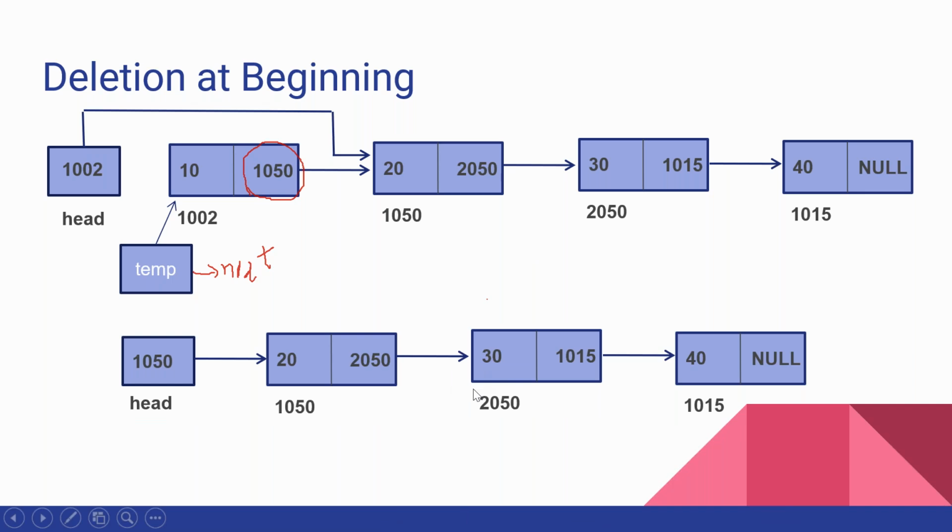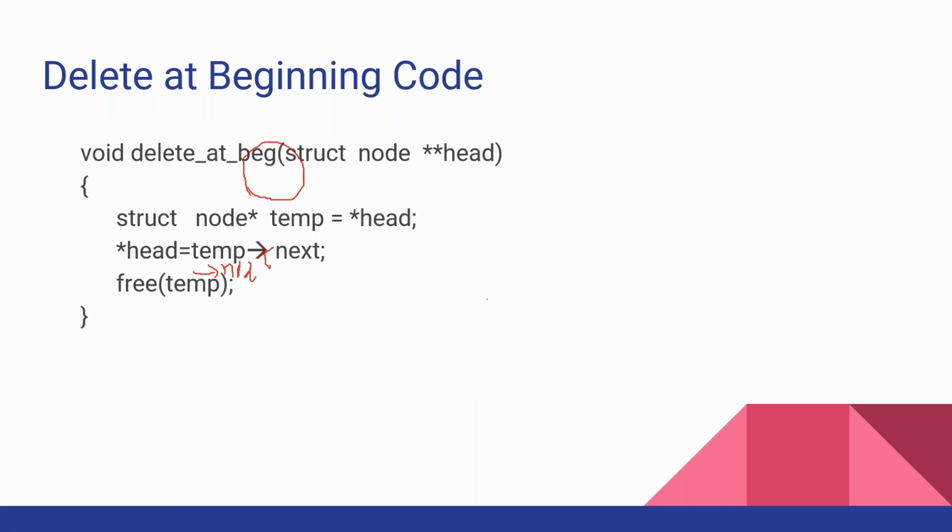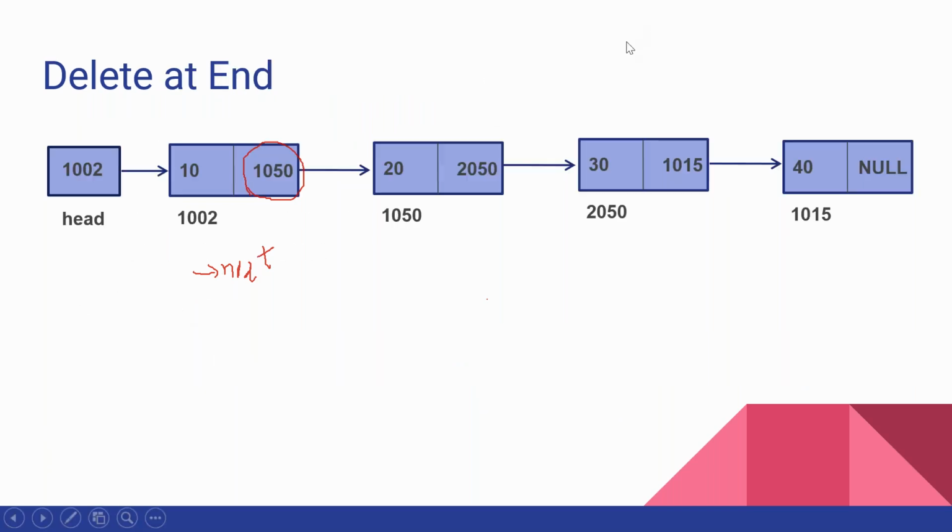So this is the logic, the logical structure after deleting the first node. This is the code for that. I have written the code already.